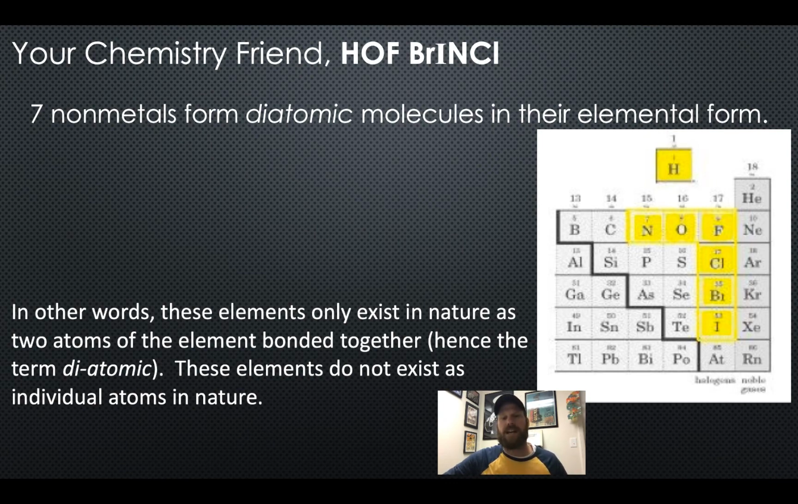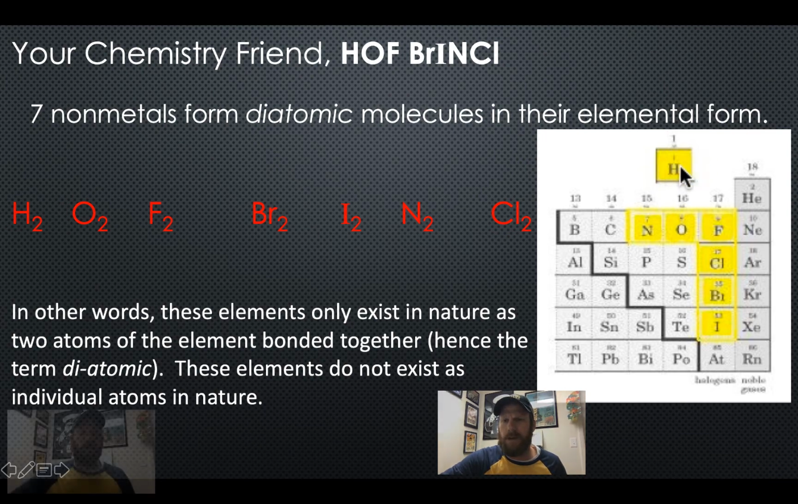These elements react vigorously to complete their valence shell, and many times this simply means reacting with another element of their kind. The 7 diatomic molecules are H2, O2, F2, Br2, I2, N2, and Cl2. What's interesting to me is the fact that these elements kind of form a 7 on the periodic table. Hydrogen ruins it a little bit.